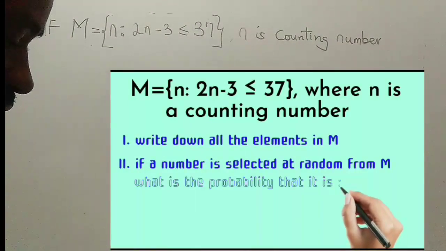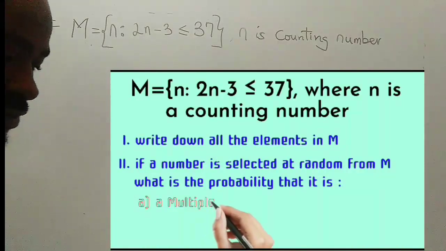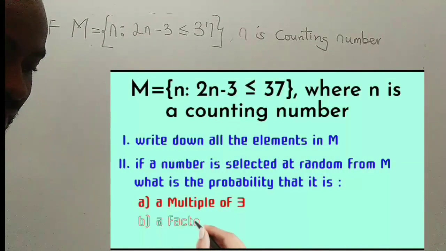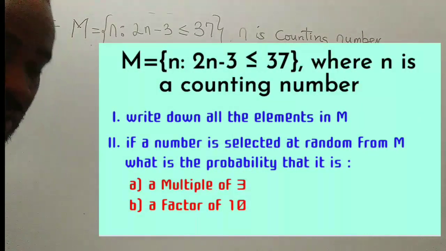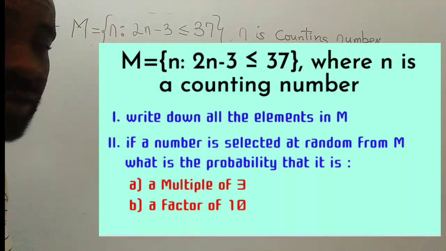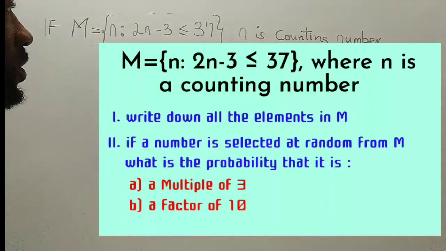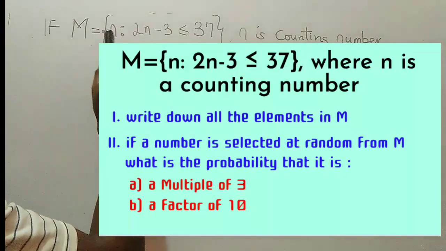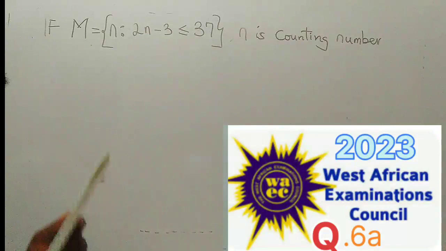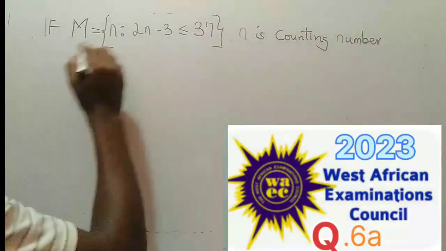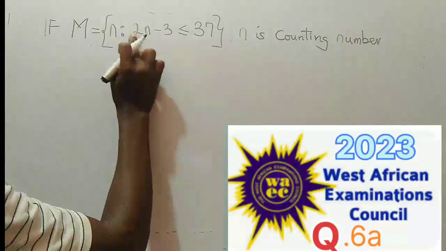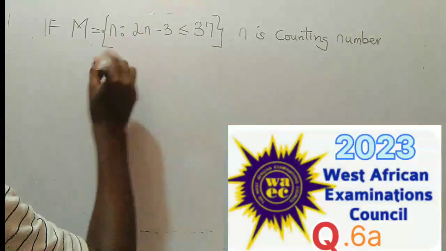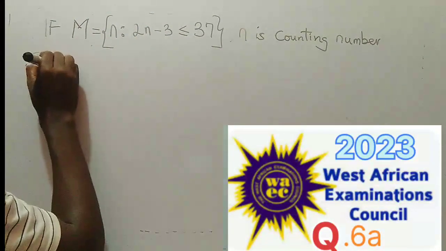And the second one says that if a number is selected at random from N, what is the probability that it is a multiple of 3 and a factor of 10? So we are going to answer this question given this set. Let's get the list for N, and to do that we are going to first of all solve this inequality here, okay? So let's do that now.